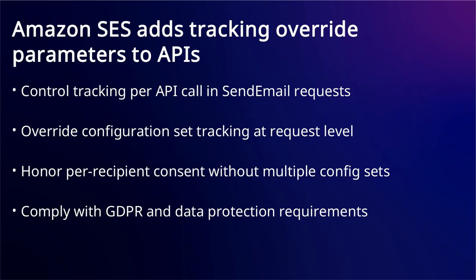You override configuration set tracking at request level, so the API parameters take precedence over your existing configuration set settings. You honor per recipient consent without multiple config sets, eliminating the need to manage numerous configuration set combinations. You comply with GDPR and data protection requirements by respecting each recipient's tracking preferences. This capability is available in all AWS regions where Amazon SES operates at no additional cost.